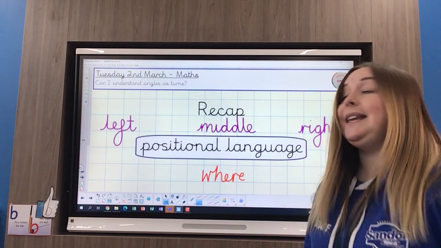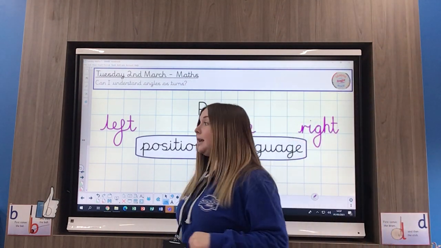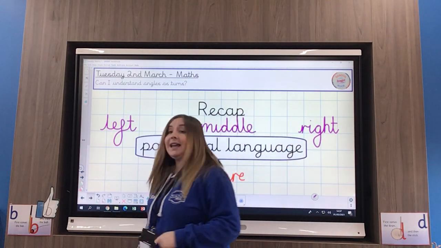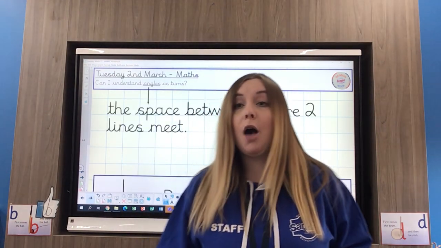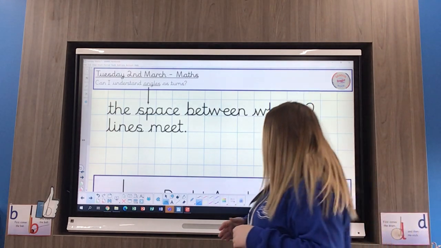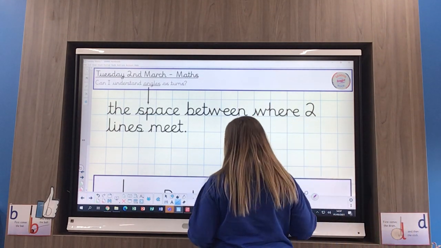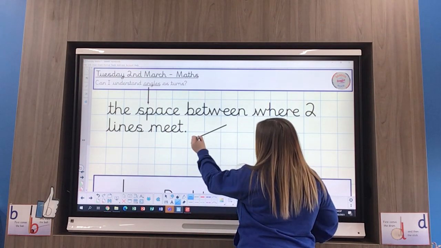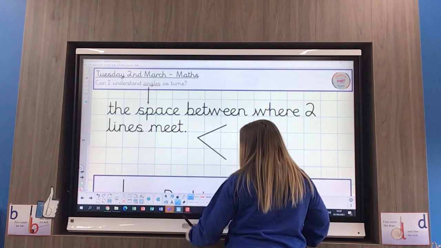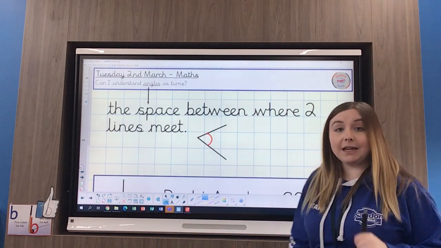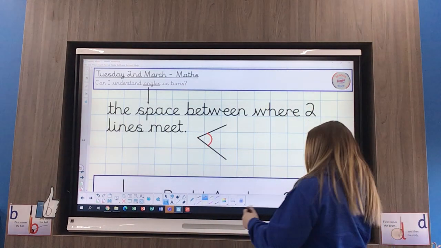So, today then, we're thinking about angles. And angles, really simply, are where two lines meet. And an angle is the space between those two lines. So let's draw 2 lines. There we go. So the angle is that part there. The space between 2 lines.